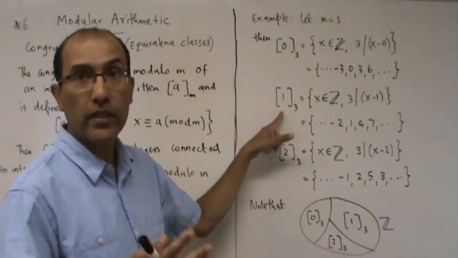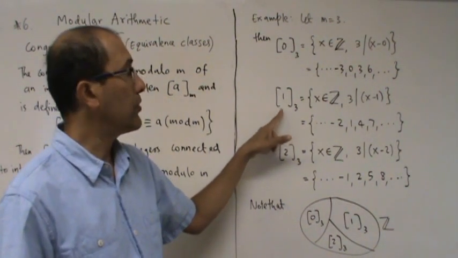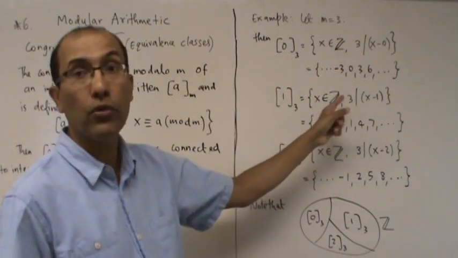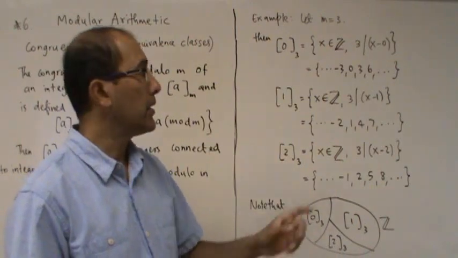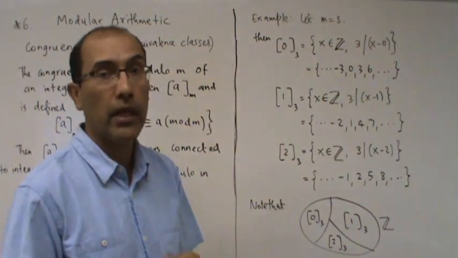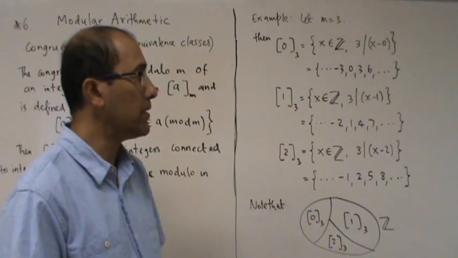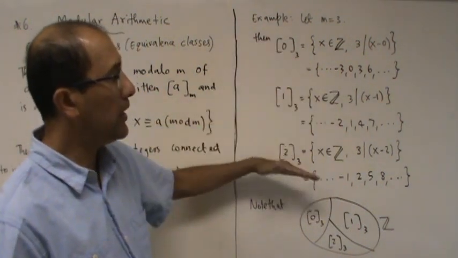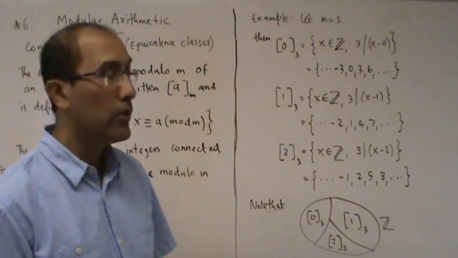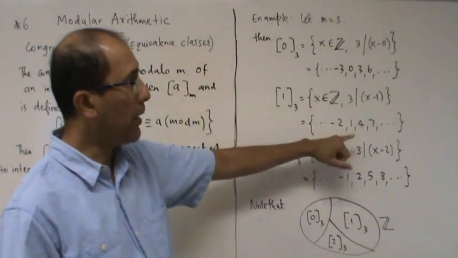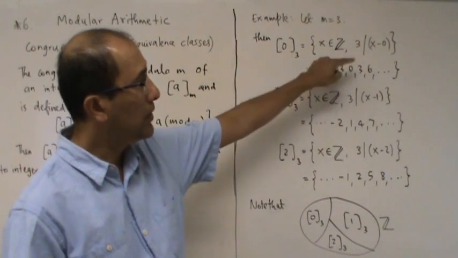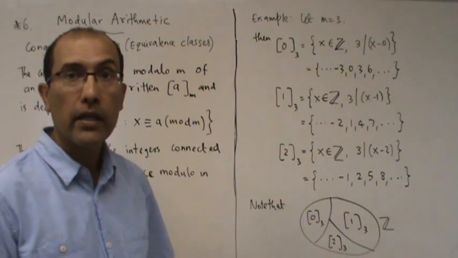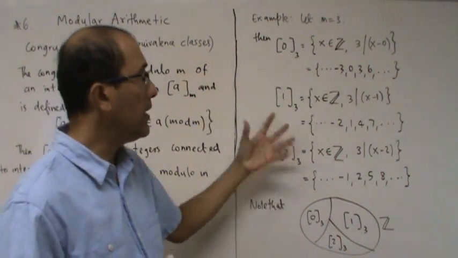And we can also look for integers connected to 1. So I need to look for all the x's which are connected to 1 through the modulo 3 relationship. That means x minus 1 must be divisible by 3, and you will see that these are the numbers. And then finally for 2. If you look at these three sets carefully, you are going to see that all the integers are captured: 0, 1, 2, 3, 4, 5, 6, 7, 8. So all the integers get captured in these three sets.